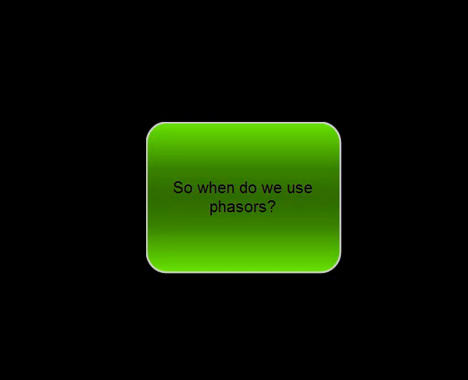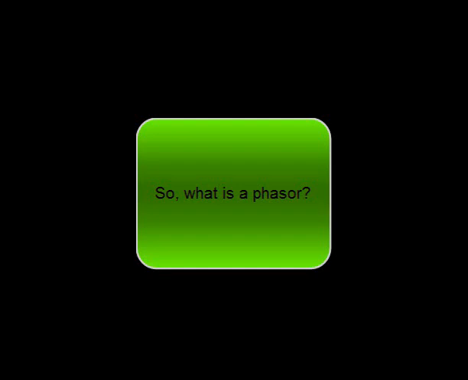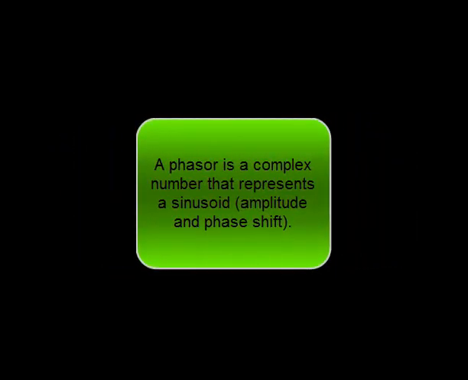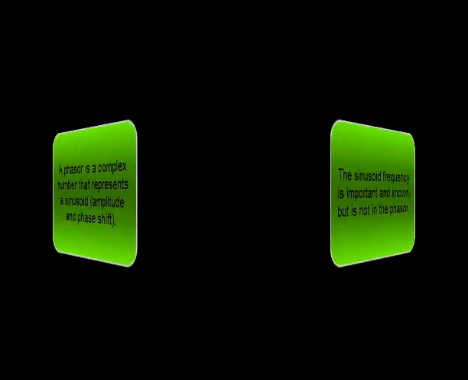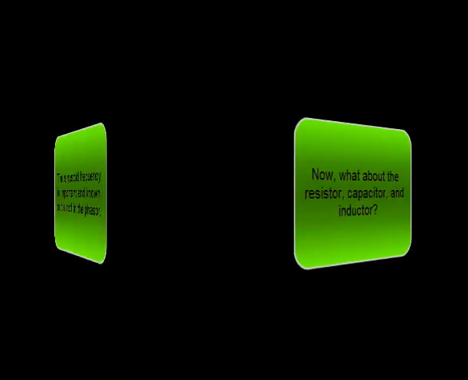So when do we use phasors? Phasors are used in AC steady-state circuits. No switching is allowed. So what is a phasor? A phasor is a complex number that represents a sinusoid. It has amplitude and phase shift. The sinusoid frequency is important and known, but it's not in the phasor.